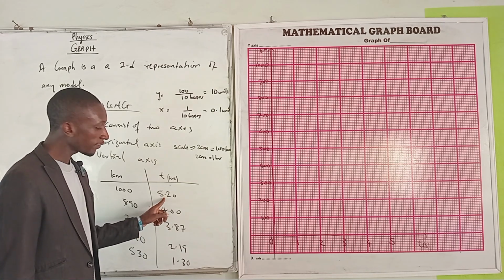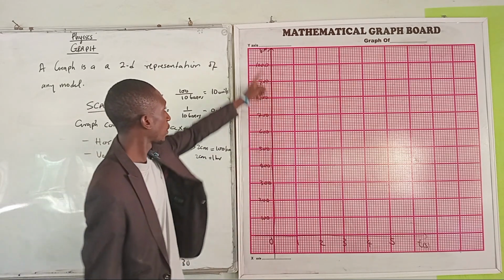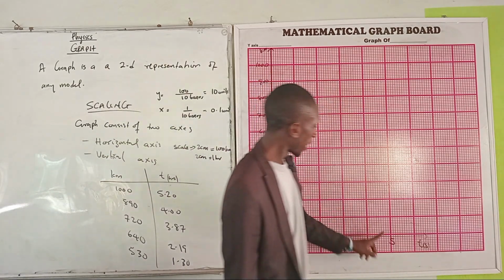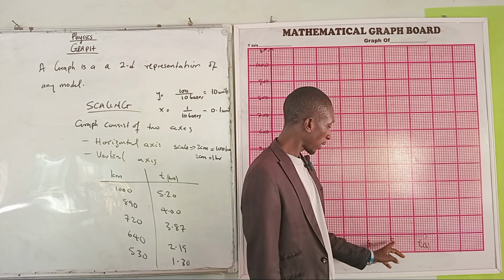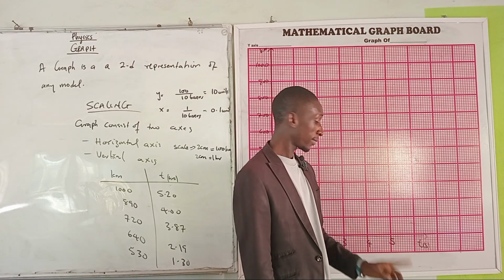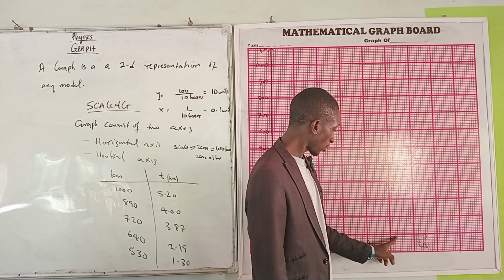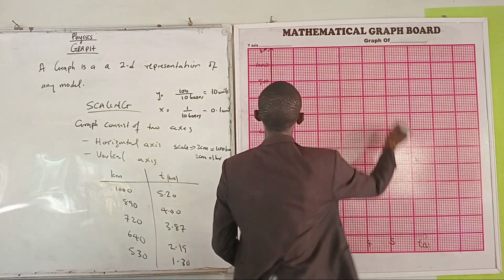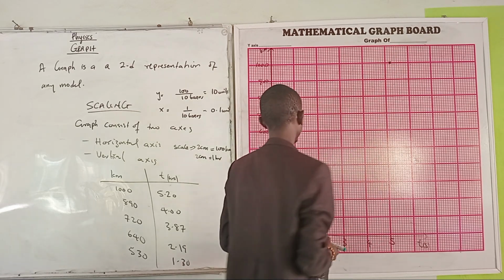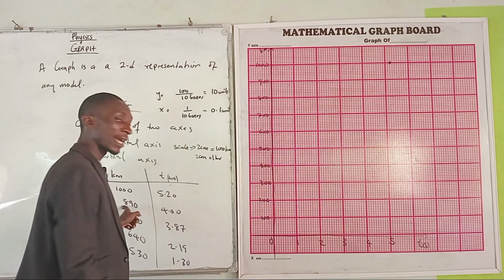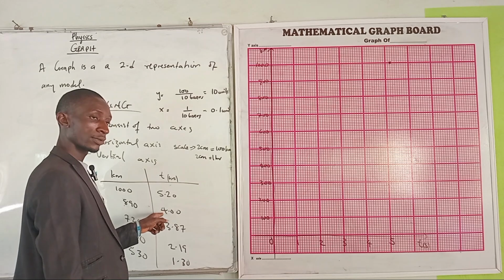1000 against 5.2. 1000 against 5. We discovered that the value of each of our boxes is 0.1. So 5.1, and the second box is 0.2. So we are putting this at 5.2. Next, 890 against 4.0.